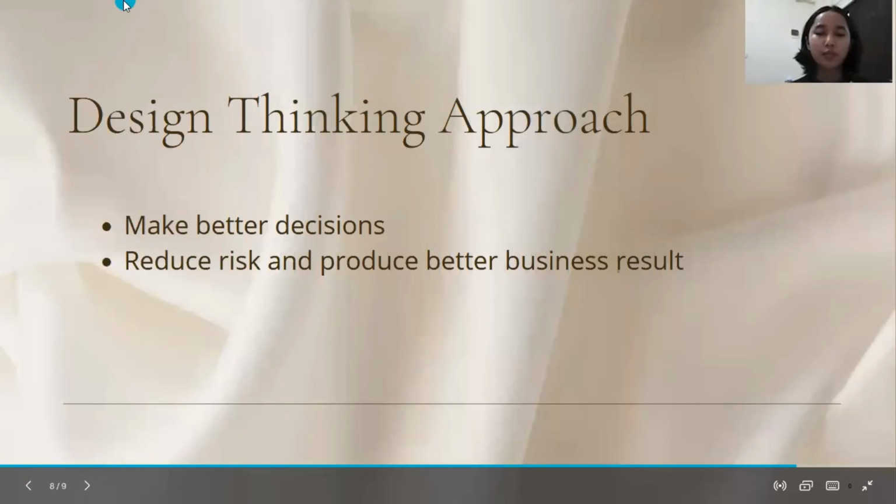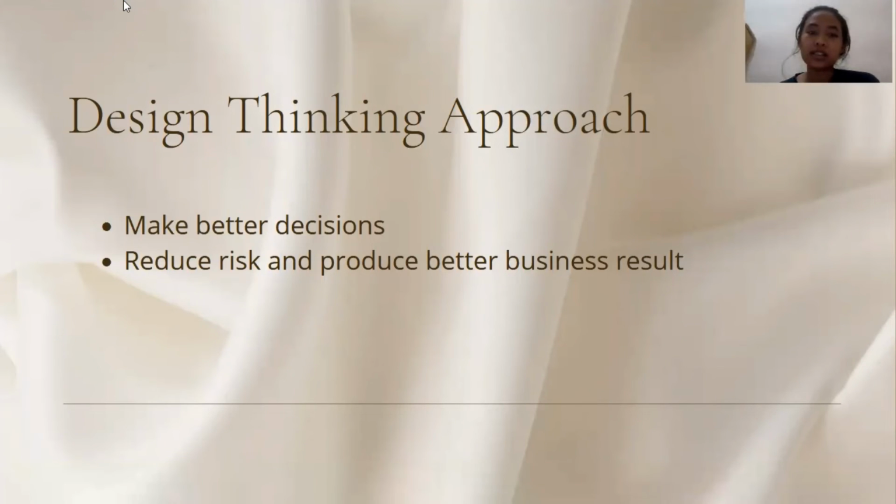Okay, the last part will be explained by Elizabeth. Elizabeth, time is yours. Okay, design thinking approach. The design thinking approach is a process that provides a deeper understanding of the user, challenging assumptions, and redefining problems in an attempt to identify alternative strategies and solutions that previously could not be seen in our initial understanding, and to make better decisions that reduce risk and produce better business results. That's all.